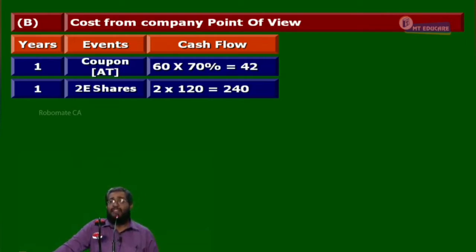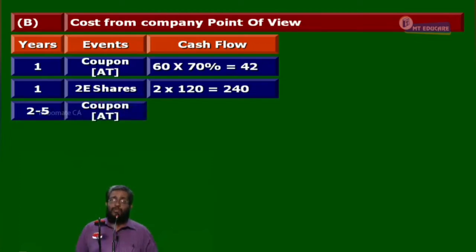Because the investor will be able to sell at 150, but the company, if it wants to issue the shares, can issue only at how many rupees? 120. Because of the primary market situation. Can you see? Now, same way, year 2 to 5. All of you, year 2 to 5, what is that?